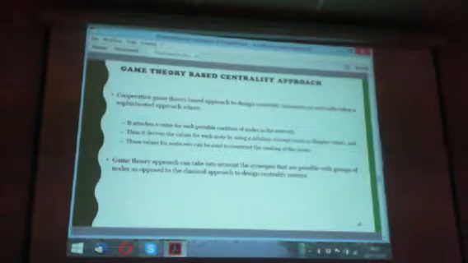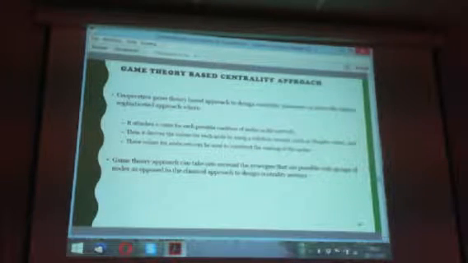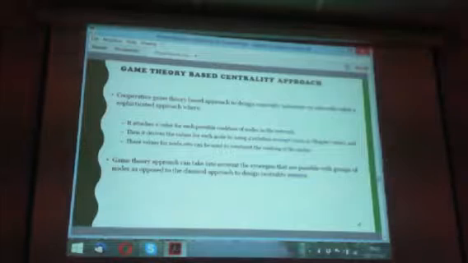The game theory approach can take into account the synergy that is possible with a group of nodes, as opposed to the classical approach to designing the centrality measure. And as you can imagine, with this approach, if there is some synergy between the nodes, we are able to capture it.